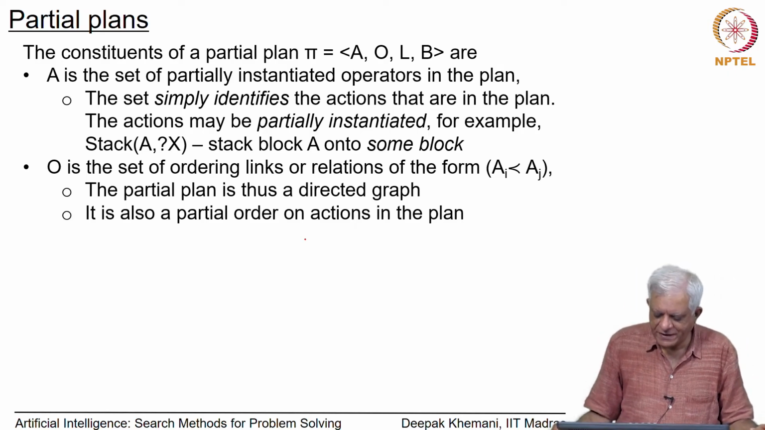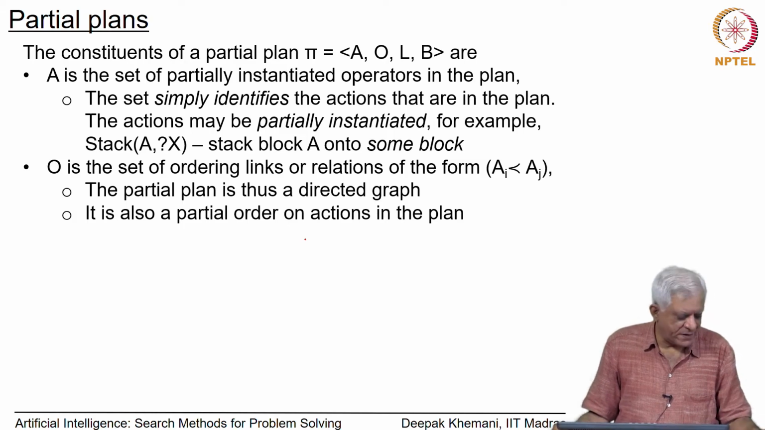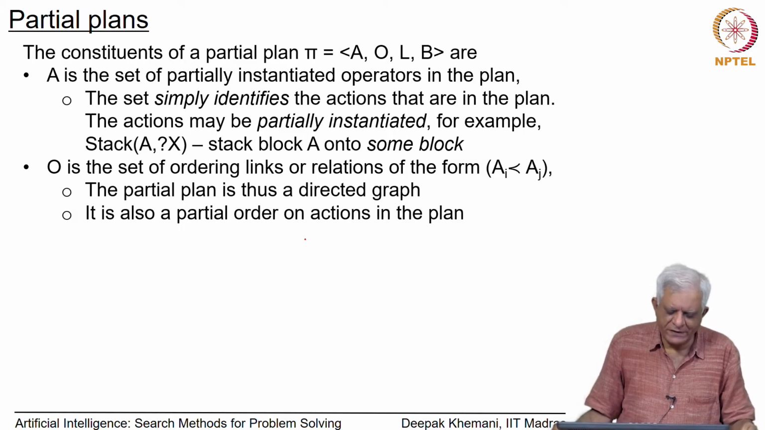It says that A i precedes A j in this case. So, that converts a partial plan into a directed graph, and we can also see the plan now as a partial ordering on the actions in the plan. So, every time we introduce an ordering link, we introduce some more order into the plan.